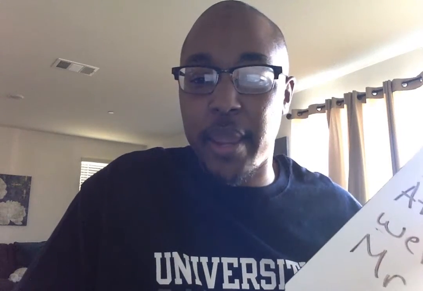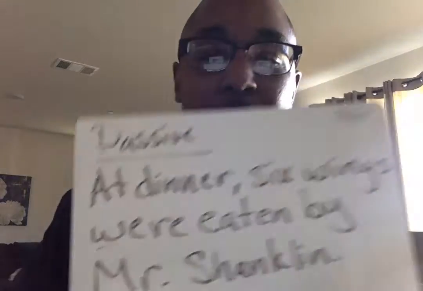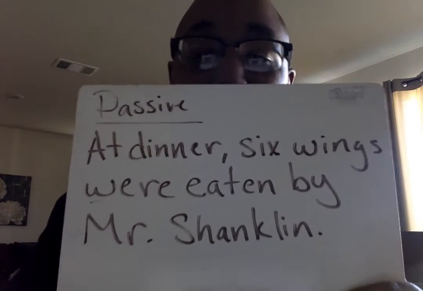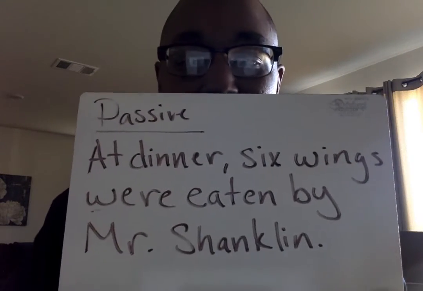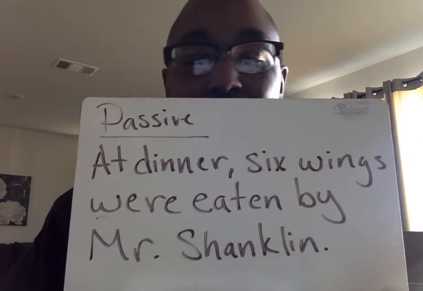Let's look at this sentence right here. At dinner, 6 wings from Wingstop, probably some lemon pepper, barbecue, were eaten by Mr. Shanklin. 6 wings were eaten by Mr. Shanklin. Now, what's wrong with this sentence? First of all, it's too long, which you guys will get to in a second. Okay, it's too long, and we want to keep our sentences brief and concise. We want to give the subject and the verb, direct object. Boom, we're done. Right?